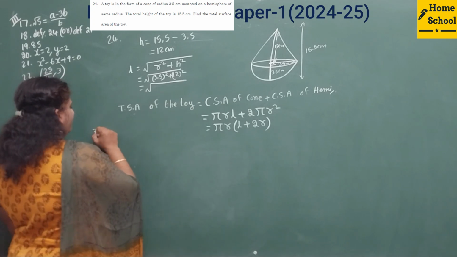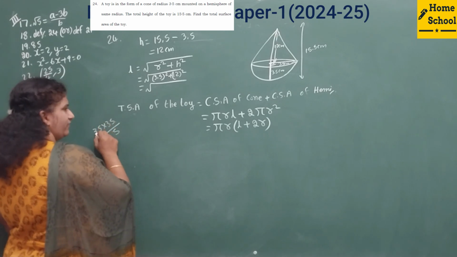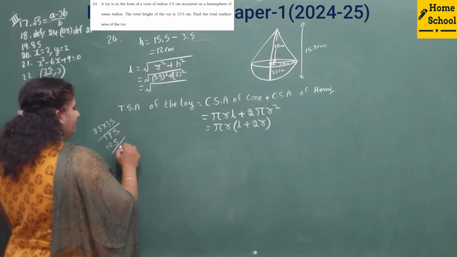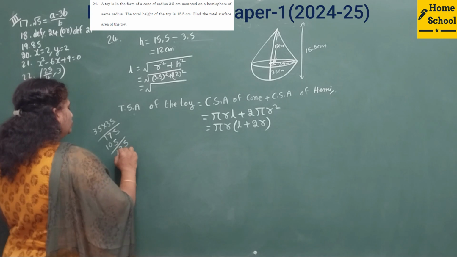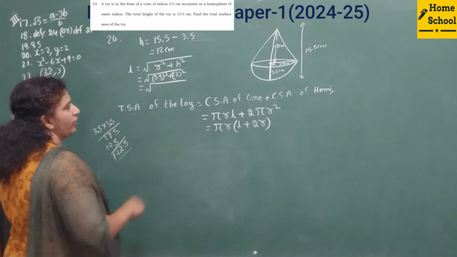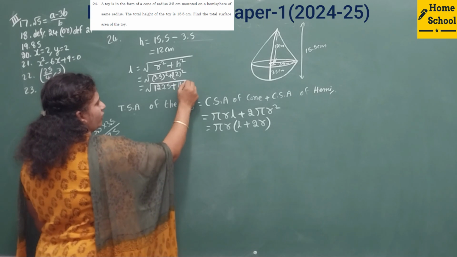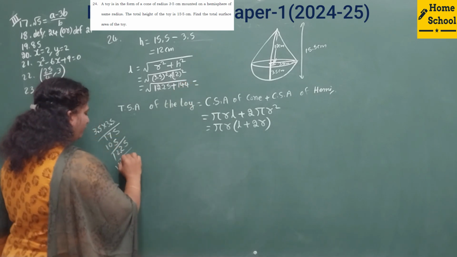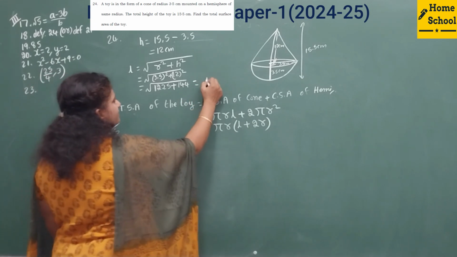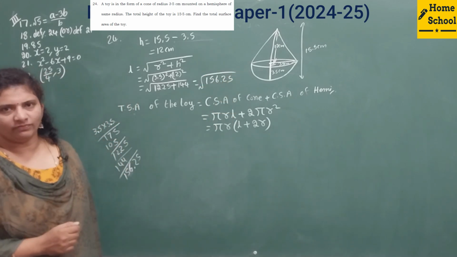3.5, 35 into 35, just do it. 35 into 35. 5 5s are 25, 5 3s are 15, 17, 3 5s are 15, 3 3s are 9, 10. That will be 1225. 3.5 squared means 12.25 you are going to get. 12.25 plus 12 12s are 144. Add this 144, it will be 156.25. We need to find the square root of this.